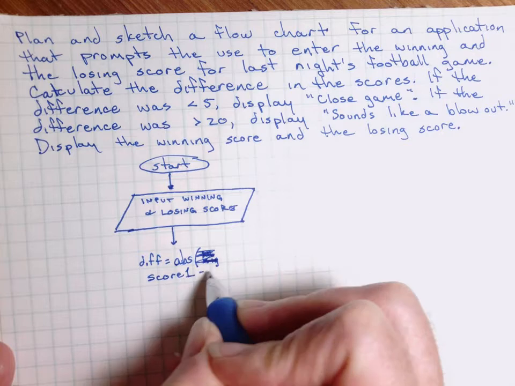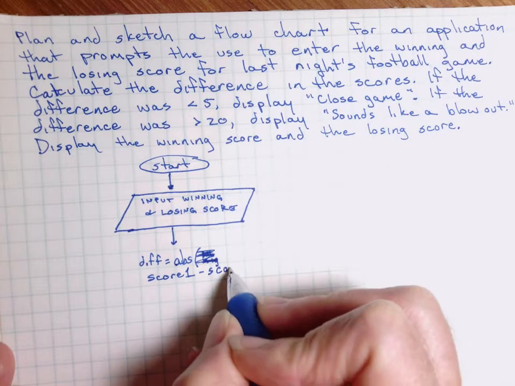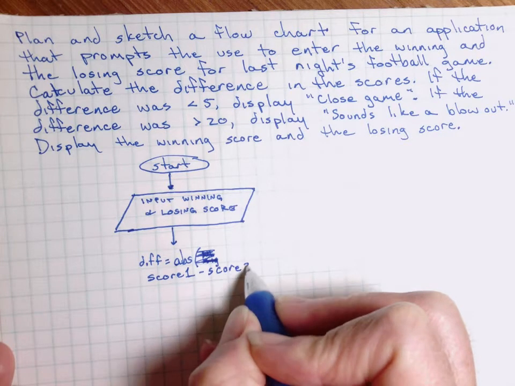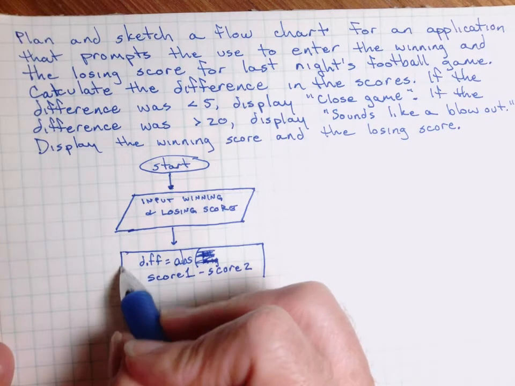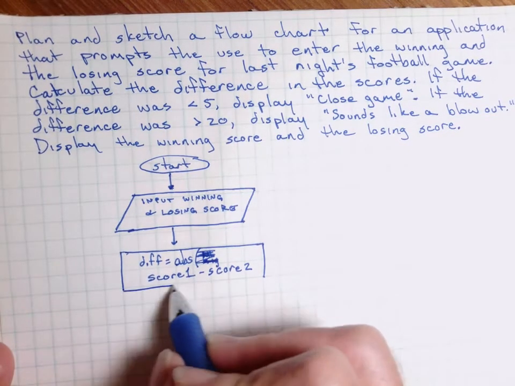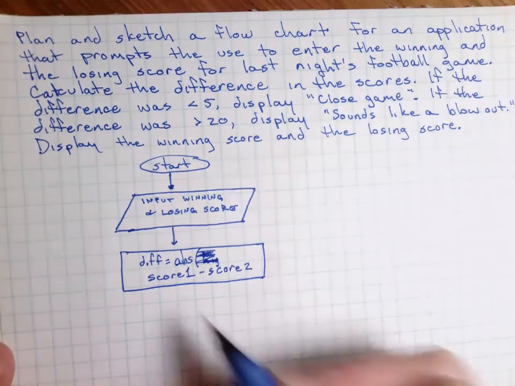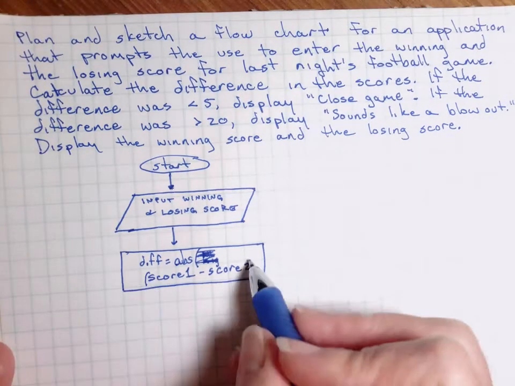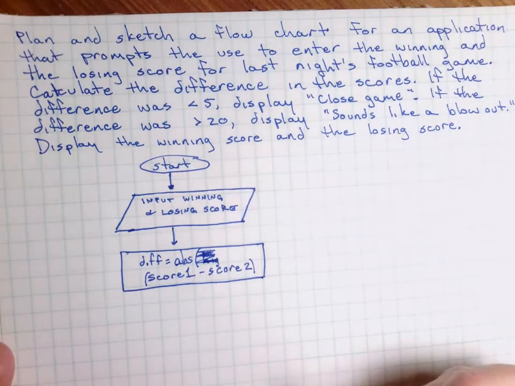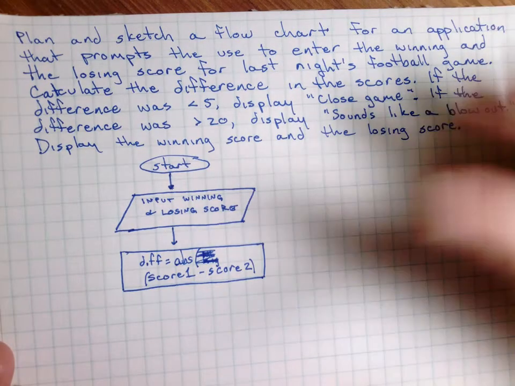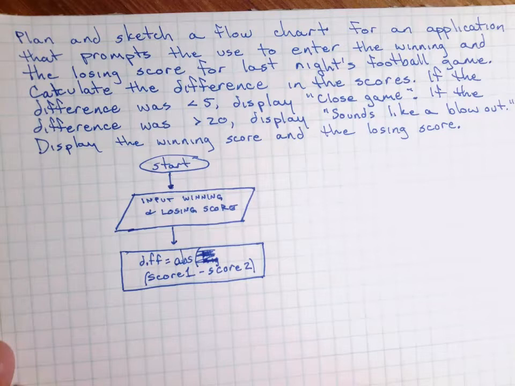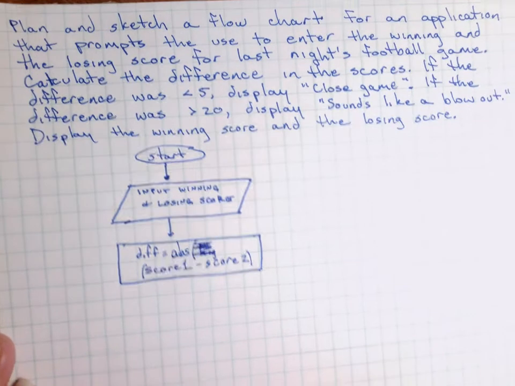Now you might say to yourself, well, you just prompt the user to enter the winning score or the losing score, but we can't always be sure that our user is going to get it right. So we're going to make sure that we have some if statements to back that up. So our difference is going to be the absolute value of score 1 minus score 2. That shows us the difference between the two scores. If we had just done score 1 minus score 2, what if score 1 was less than score 2? Then that wouldn't have come out right.